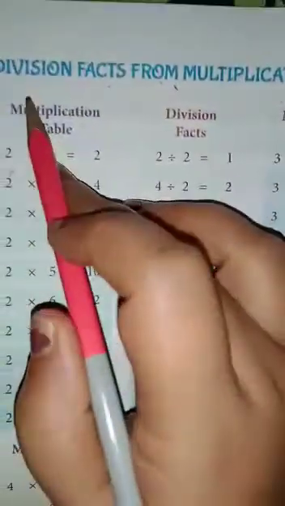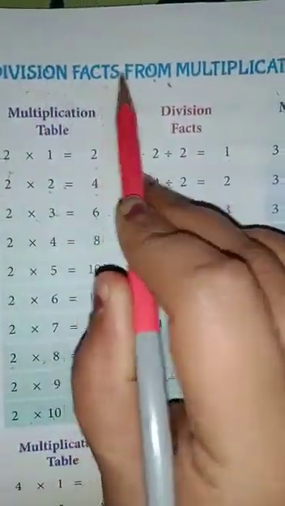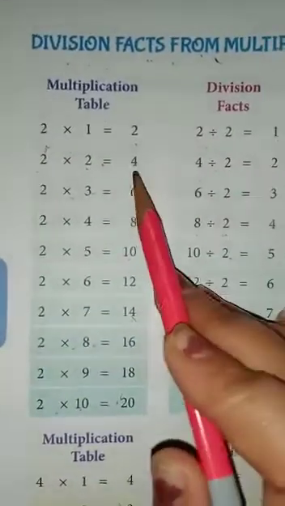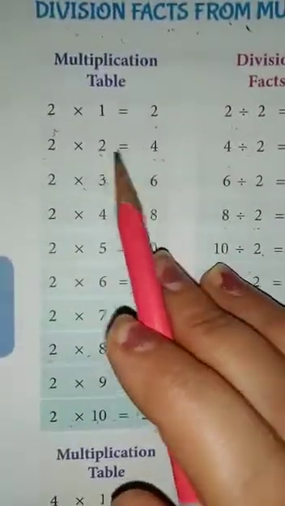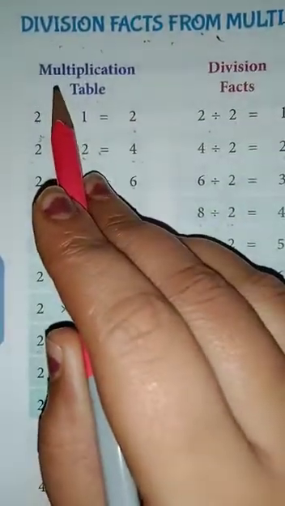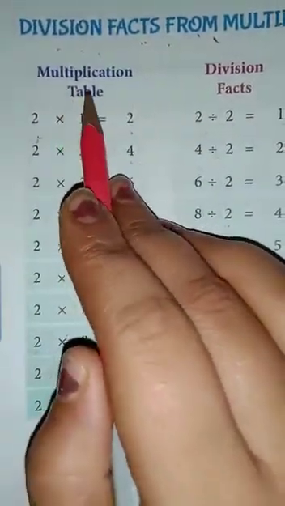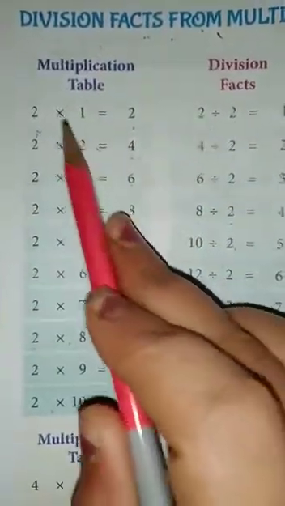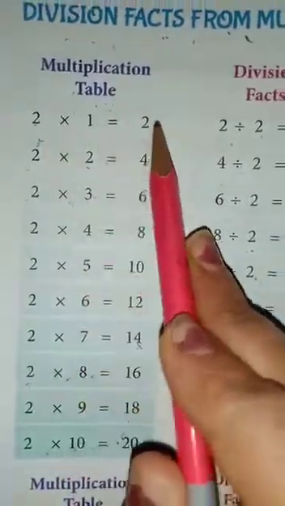Now let's learn the division facts from multiplication tables. So students, we already know the multiplication table of 2. 2 into 1 is equal to 2.